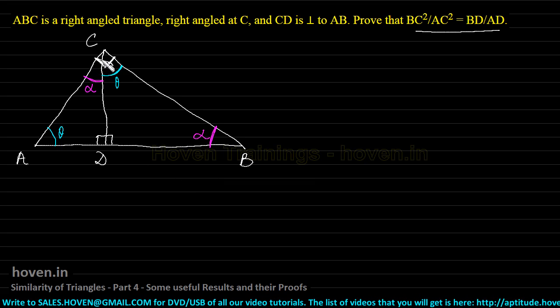So now you see three triangles. One is this triangle theta alpha. One is this triangle theta alpha. And one is the outer triangle theta alpha. So we have three right angled triangles which are similar because two angles, and in fact all the three angles, are equal to each other. This makes things very interesting, and it opens a lot of ways for proving results such as this one.